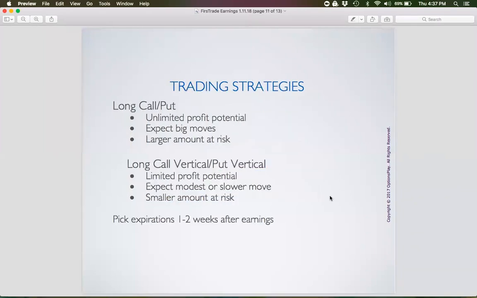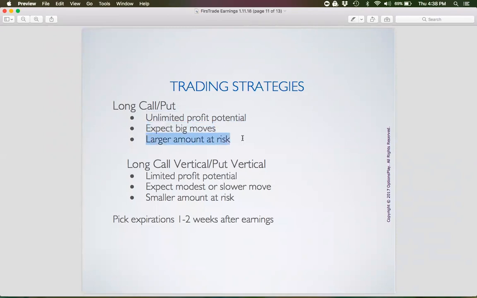Okay, so with that, I just want to talk about two main strategies that you would use if you're trading earnings. Number one is you can buy a long call or a put. This strategy provides unlimited profit potential. So this is where you think the stock's going to make a very large move, and you think that the stock is really going to beat or miss on earnings, that you would want to buy a call or a put for these types of strategies. So this is useful for when you expect a big move in the underlying stock.